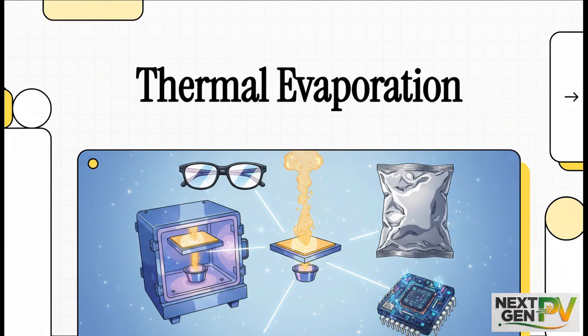Today, we're unpacking a hidden, honestly kind of magical force that's behind, well, basically all the technology we use every single day. We're talking about a process called thermal evaporation. You know that anti-reflective coating on your glasses? Or the shiny metallic inside of a potato chip bag? Or, crucially, the impossibly tiny microchips running the exact device you're watching this on? Yeah, thermal evaporation is the invisible architect making all of that possible.